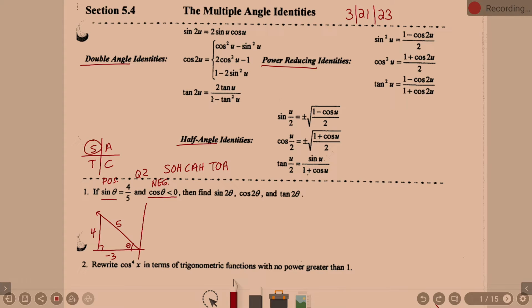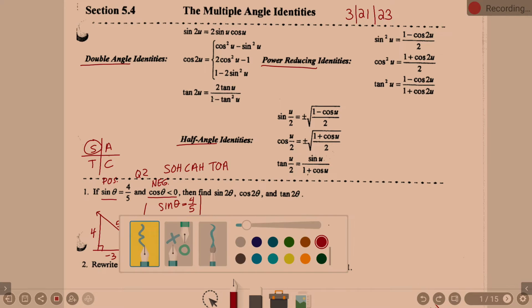Before we start into the other pieces, I'm going to write down our necessary information. We already know that sine of theta is 4/5. What about cosine of theta? Negative 3/5. And tangent of theta? 4 over negative 3, negative 4/3. I don't care where you have the negative, as long as it's negative 4/3. That is our information to get us started.